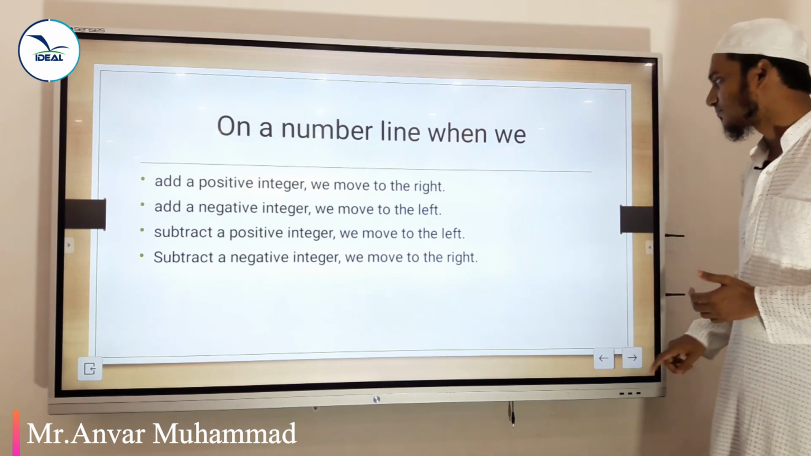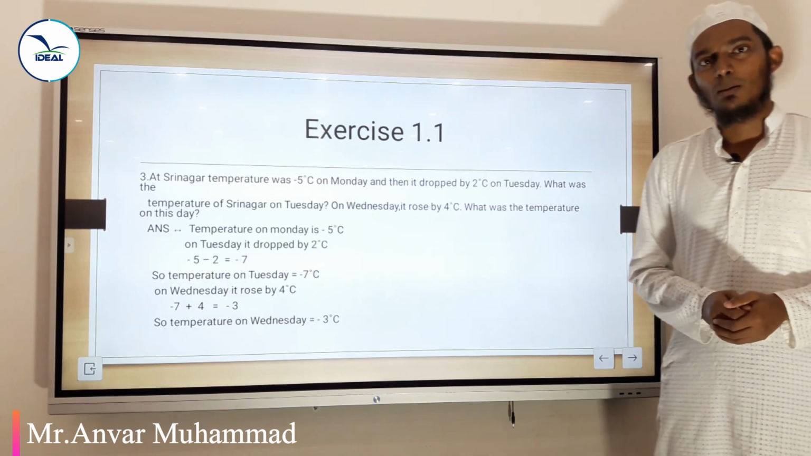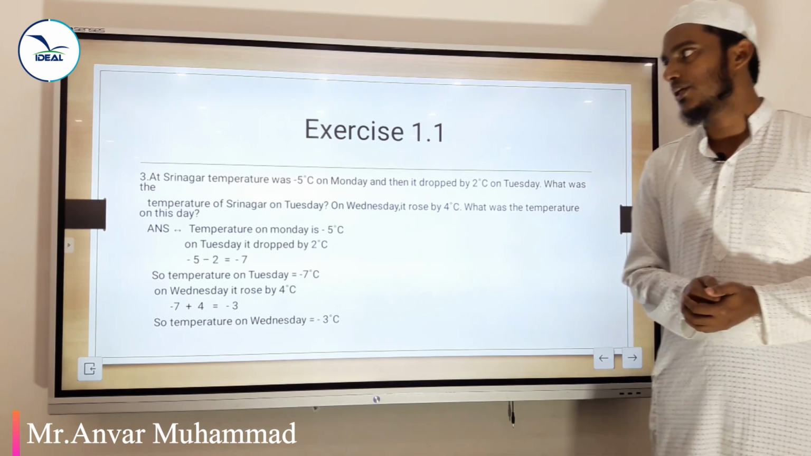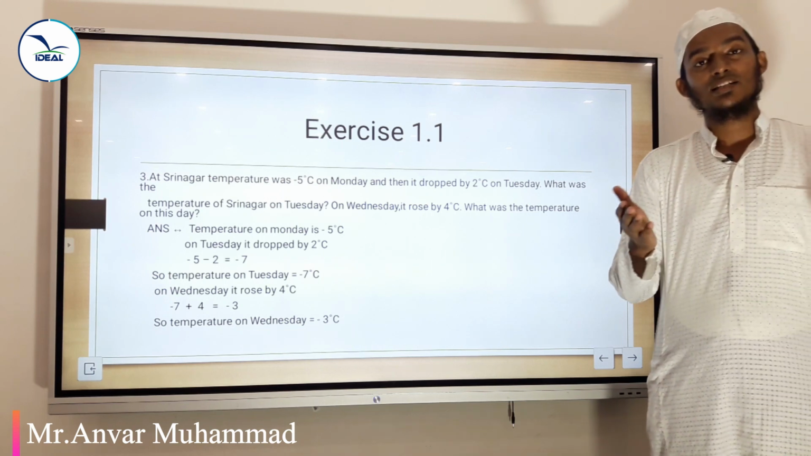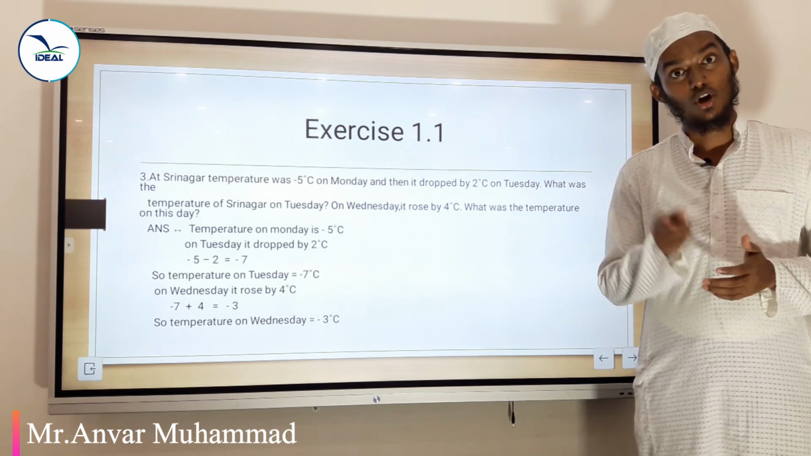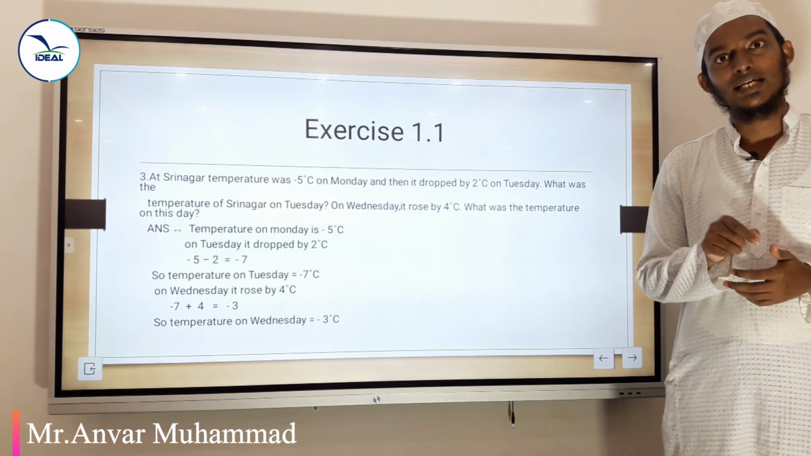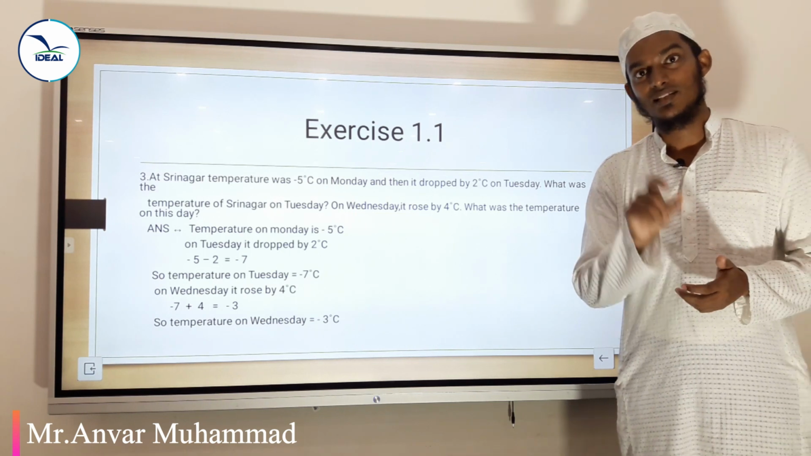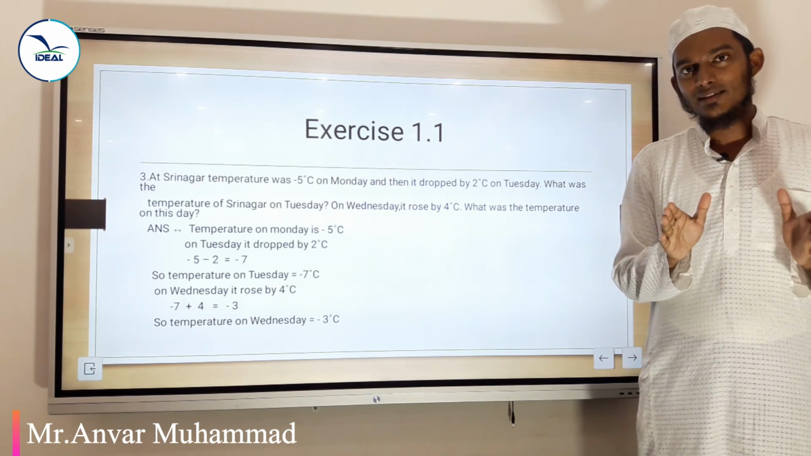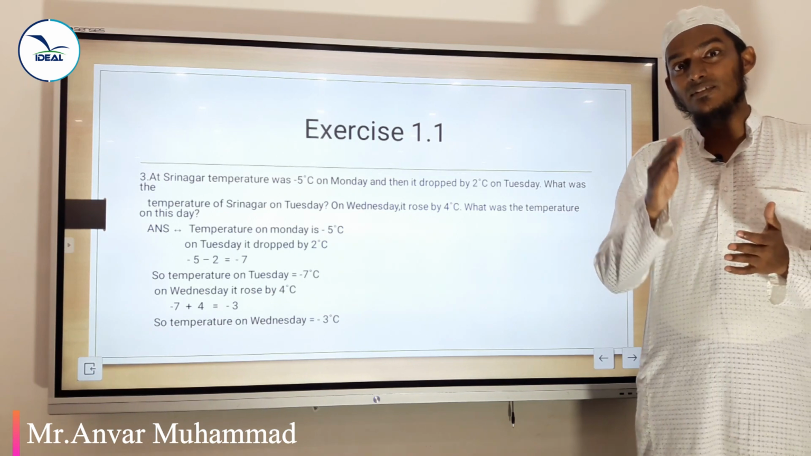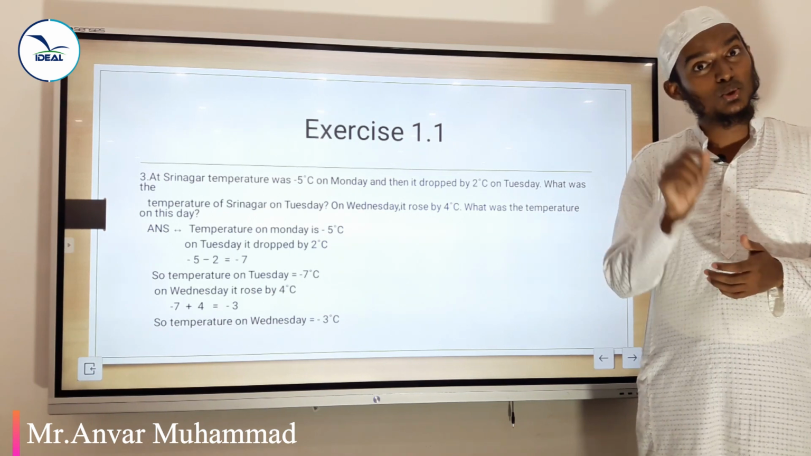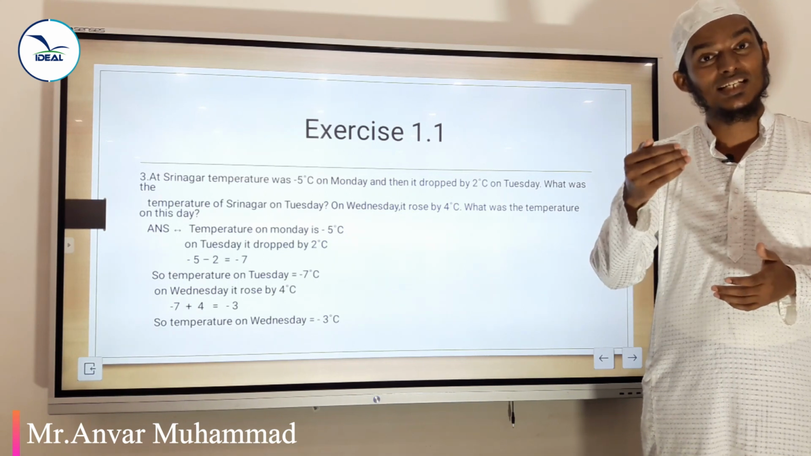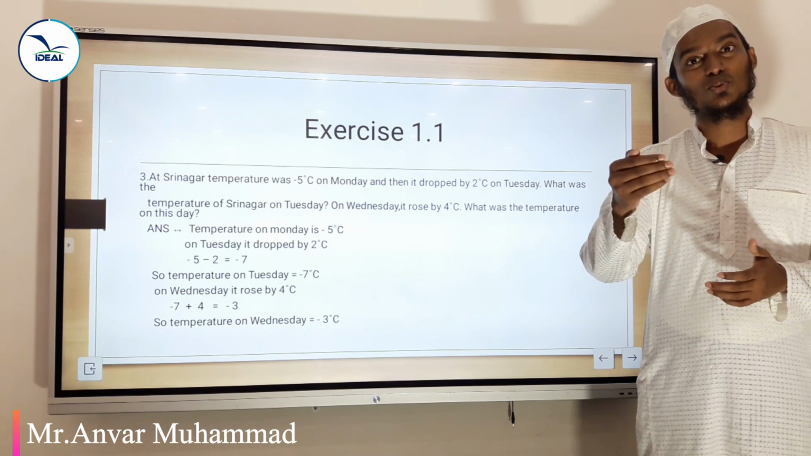Okay, now there is a word problem for you. If you have understood, this should be very easy for you. See, at Srinagar, the temperature is minus 5 degrees Celsius on Monday. On Tuesday, it dropped by 2 degrees Celsius. Very, very important. On Monday, the temperature of Srinagar is minus 5 degrees Celsius, and on Tuesday it dropped by 2 degrees Celsius.